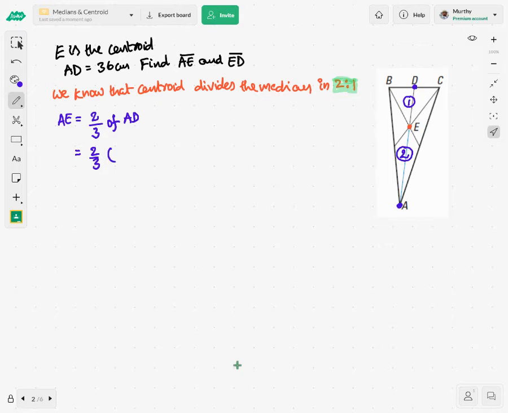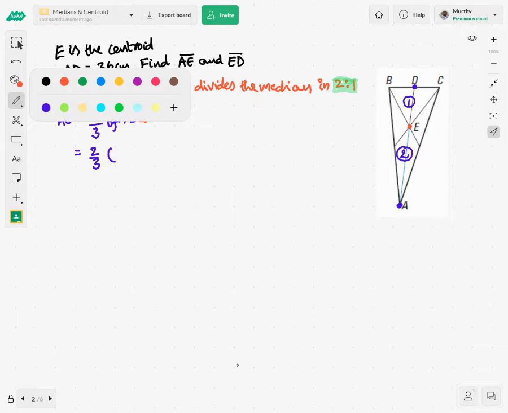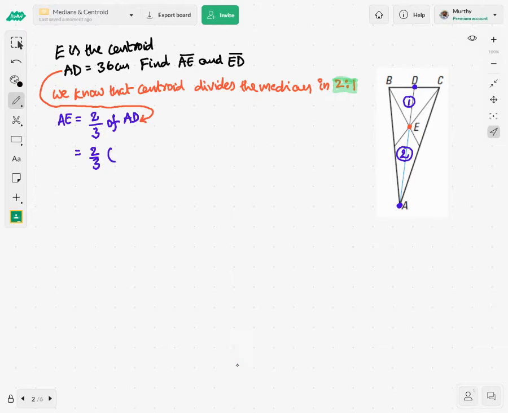Two-thirds of the length of AD. You can see that the length of AD is given. That value is to be plugged in here. Therefore, 36. Now two-thirds of 36, make use of a calculator. You should get 24 centimeters. That's the length of AE.